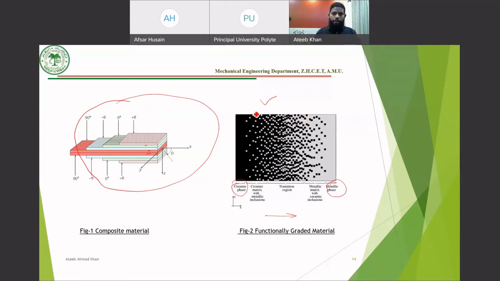As I told you, the change in composition is gradual across this direction, and hence the engineering constants will change gradually across this direction. So this is the major difference between composite and FGM, and this is why the problem of delamination and debonding is very rare in the case of FGM. Generally, one of the materials used in FGM is a ceramic, and the other material is a metal.